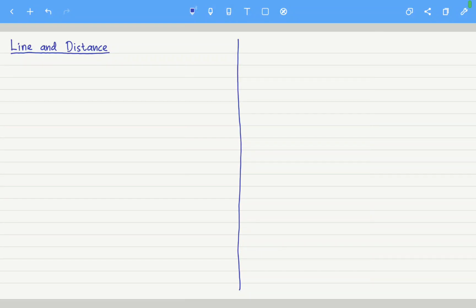Warahmatullahi wabarakatuh. In this section, we will study about line and distance. Let me start with the definition of a gradient.